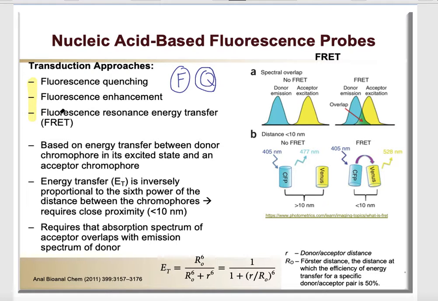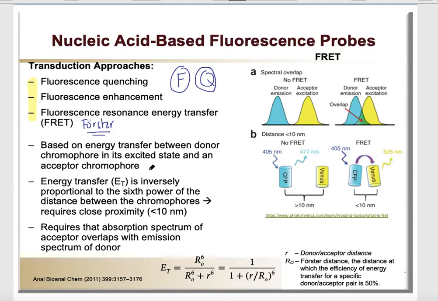The second or the third type, I should say, of approaches for transduction is going to be fluorescence resonance energy transfer, or FRET. I should also mention that sometimes the F stands for Forster resonance energy transfer, and you'll find it with both names. Really, the proper way would have been to say Forster, and I apologize, I just remembered about that. But basically, FRET is going to be a technique that is based on the energy transfer between a donor chromophore in its excited state and an acceptor chromophore.